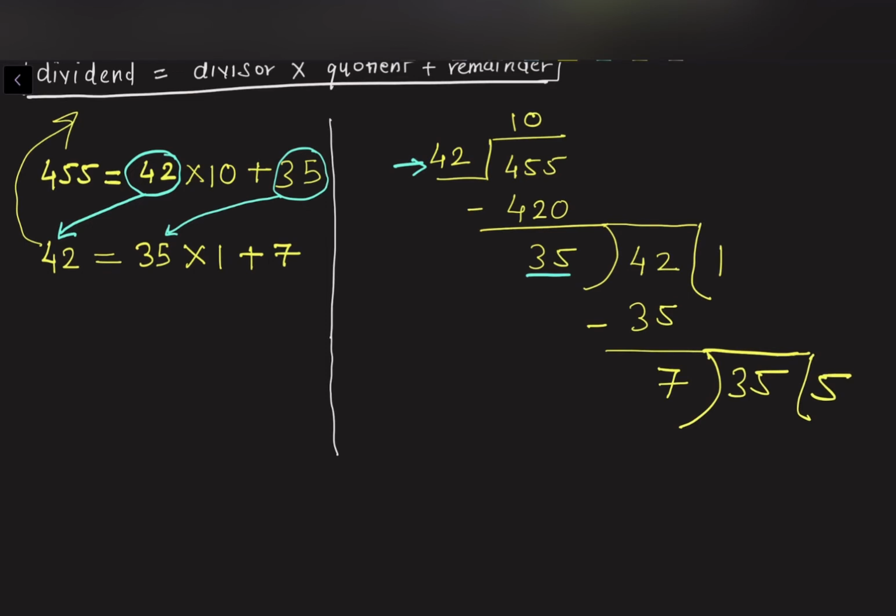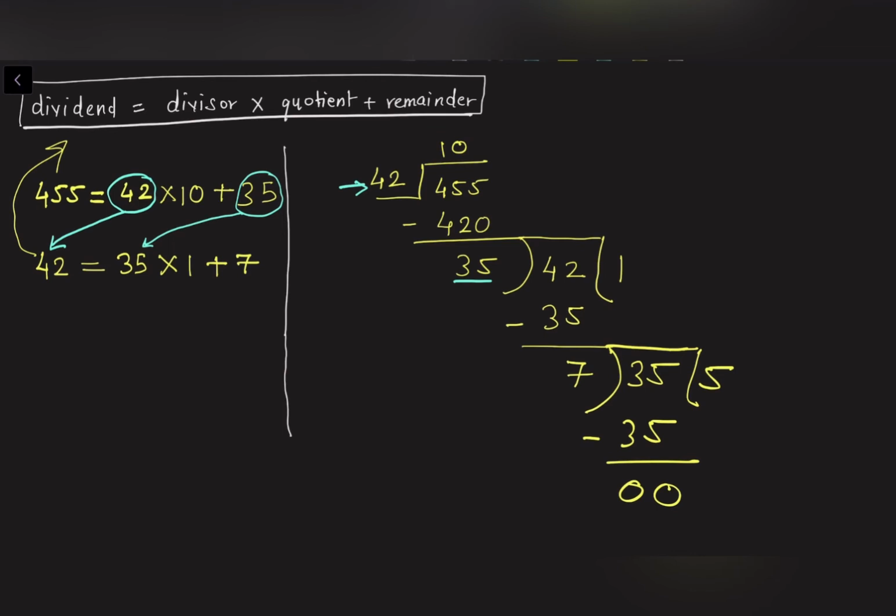So 7 5s are 35, right? So the remainder is 0, right? And what happens when the remainder is 0? Okay, let me write here also. I told you, when the remainder is not 0, what happens? Your remainder becomes the new divisor, so it will come here. And your divisor becomes the new dividend. It will come here.